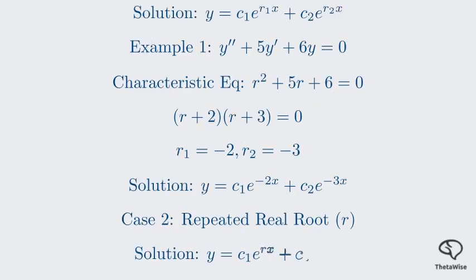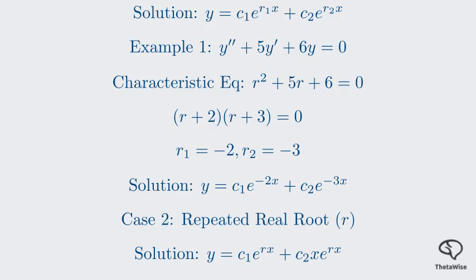Case 2. A repeated real root. If the discriminant is 0, we get only one real root, r. The general solution is y equals c1 e to the rx plus c2 x e to the rx. Notice the extra factor of x in the second term.